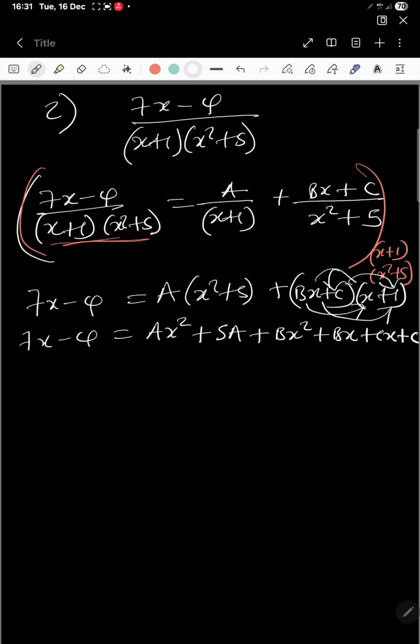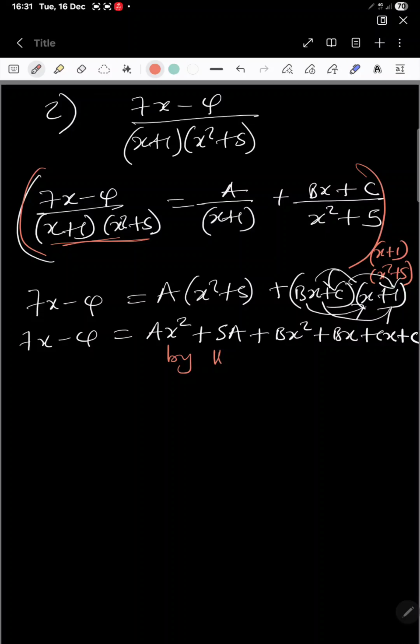So after I've done that, you now need to make sure that you get the values of a, b, and c. So how do you get the values of a, b, and c? To get the values of a, b, and c, you just need to equate. So you are equating using what we call the method of undetermined coefficients.